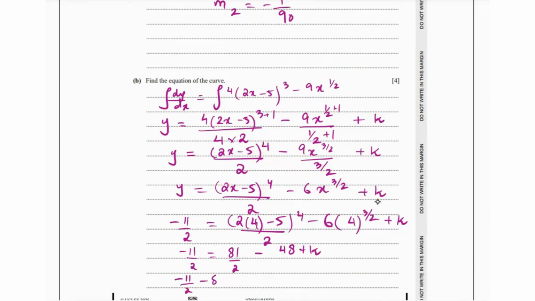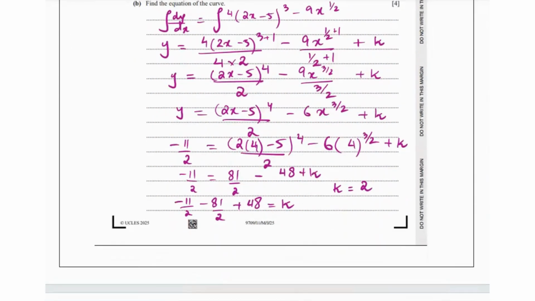Let's further solve this to find the value of k, which is going to be 2. So your equation is y equals (2x minus 5 over 2) to the power of 4, minus 6x to the power of 3 over 2, plus 2. That is the equation of the curve.